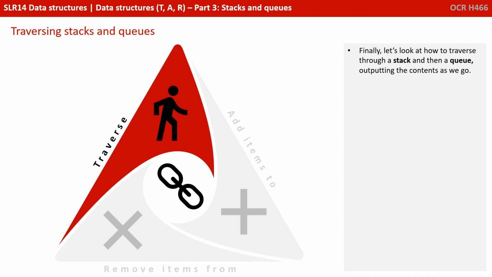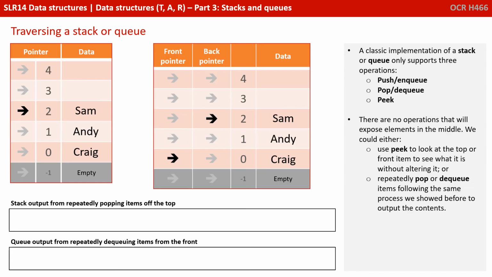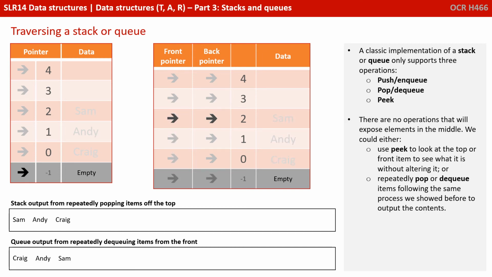Finally, let's look at how to traverse through a stack and then a queue, outputting the contents as we go. Well, in a classic implementation of a stack or queue, we only support three operations: push or enqueue, pop or dequeue, and peek. There are no operations that will expose elements in the middle of those data structures. So we could either use peek to look at the top or front item to see what it is without altering it, or we could repeatedly pop or dequeue items following the same process we showed you before to output the contents as we moved through the data structure.